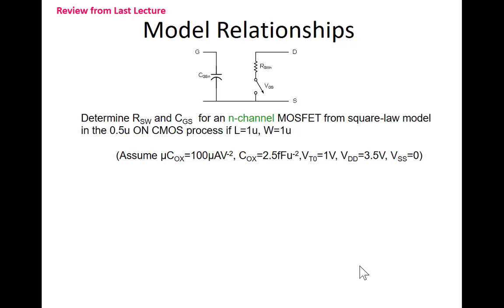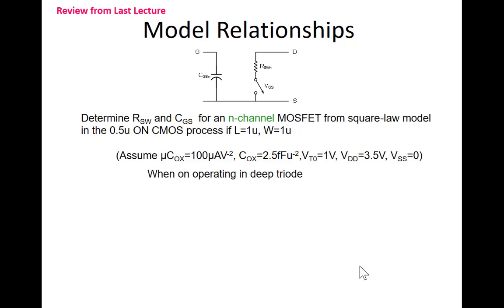So the mu Cox is 100 micrograms per volt squared. Cox is 2.5 femtofarads per square micron. Threshold voltage is 1 volt. Supply voltage is 3.5 volts. We're going to set VSS equal to 0. Now we can come back to this equation and assume a device with W and L equal to 1 micron, and mu Cox 100 micrograms per volt squared. When it's on, VGS is going to be VDD, so it'll be 3.5 minus VTH, which is 1 volt.